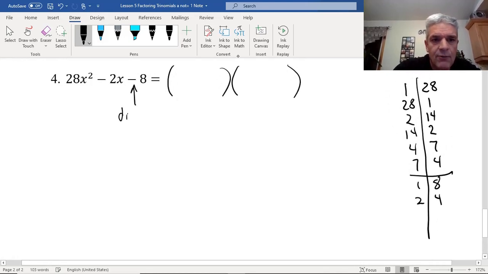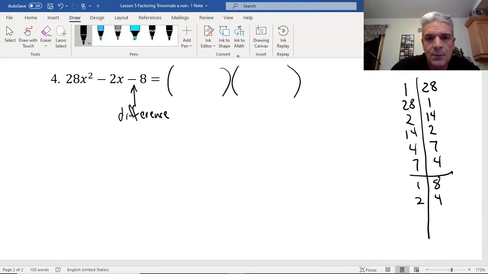Again, we're looking for a difference. This one tells me it's a difference. It tells me one of these sides is going to be positive, one is going to be negative. That's the only way I can get a negative answer there, okay? So once again, I go 1 times 8 and 1 times 28. The difference would be 20. I'm looking for a difference of only 2, okay? This time, only a difference of 2.